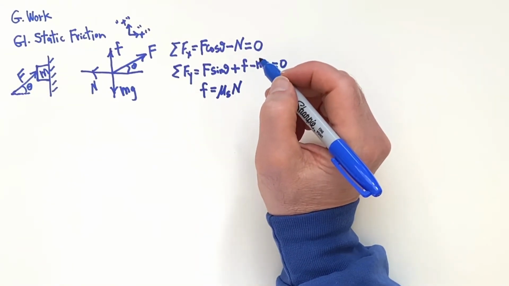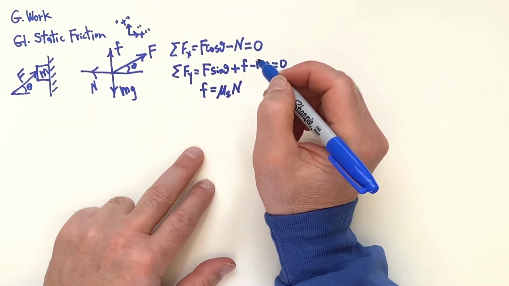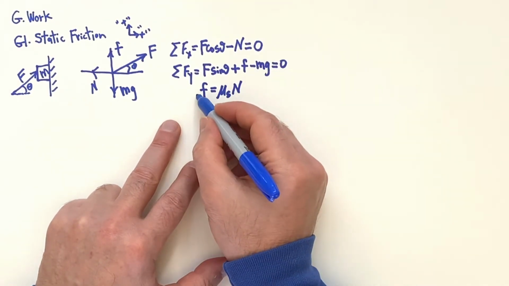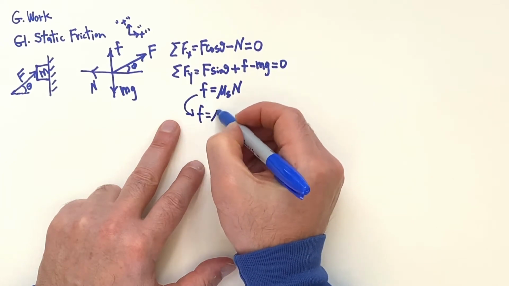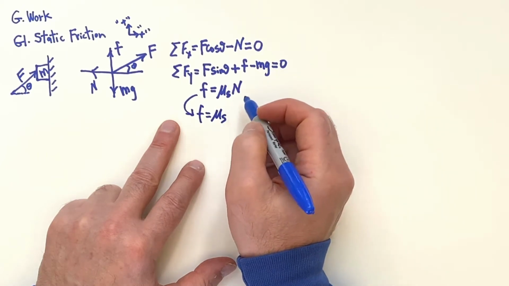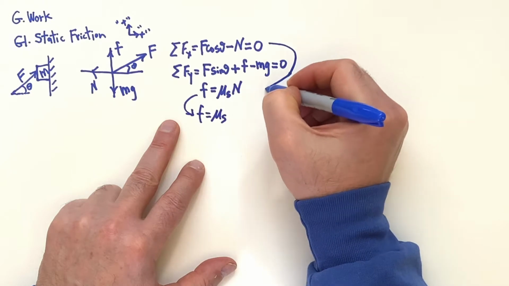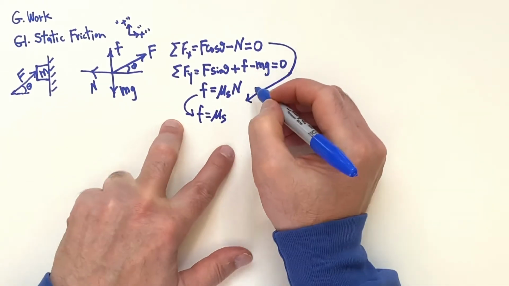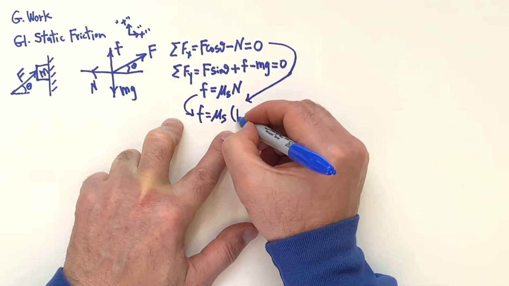So there are the three equations. And I like to start with the bottom equation first. And the bottom equation here is mu s times N. Then I look for where I can find N easily. And this top one gets me N easily. So if I put this top one, N is F cosine theta.